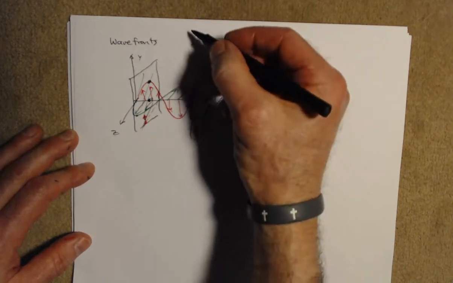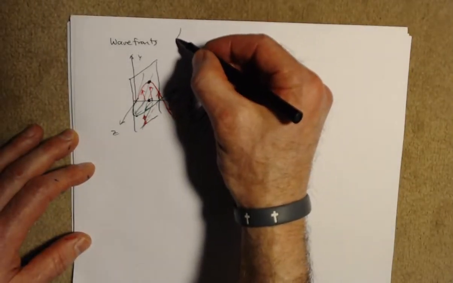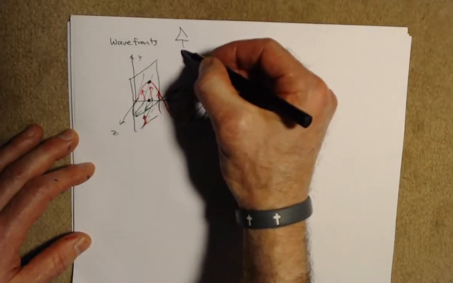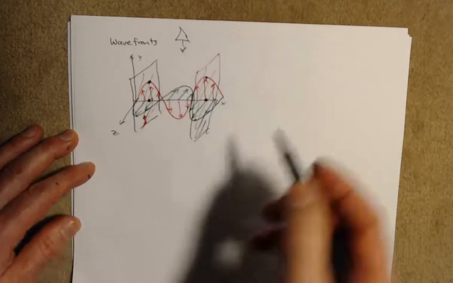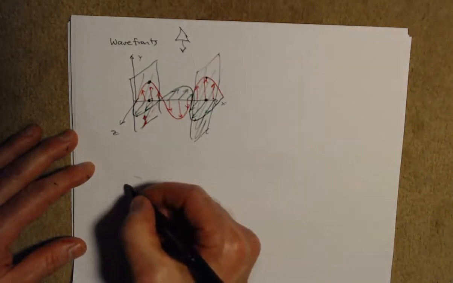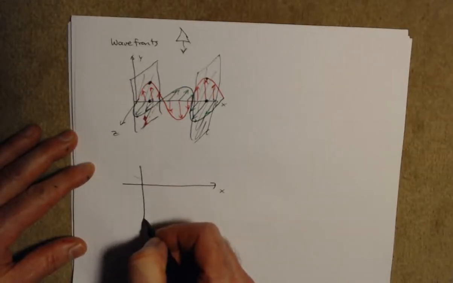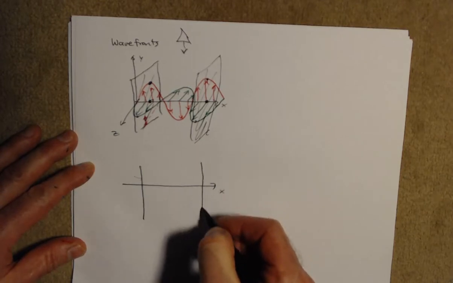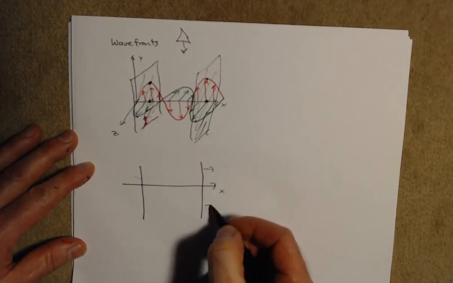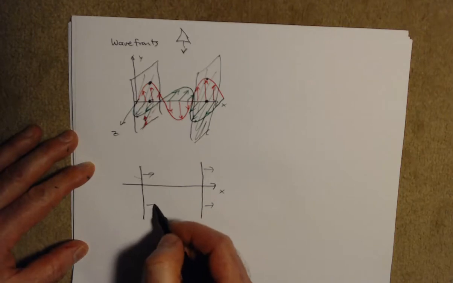So I now want to view the same picture but looking from above, so looking down along the y-axis. So here is the x-axis, and here's our first wavefront there, and here is another wavefront, and both of these are propagating to the right at the speed of light.